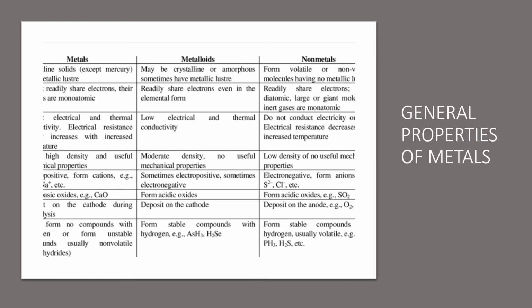This happens when the non-metals join with metal in an ionic compound. And non-metals form acidic oxides such as SO2, sulfur dioxide. That's acidic because with water it will form acid. So the oxide we say is acidic. And they form stable compounds with hydrogen such as PH3, phosphine, and H2S, hydrogen sulfide.